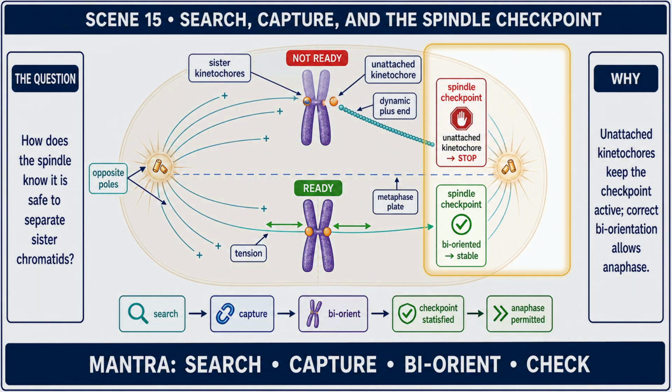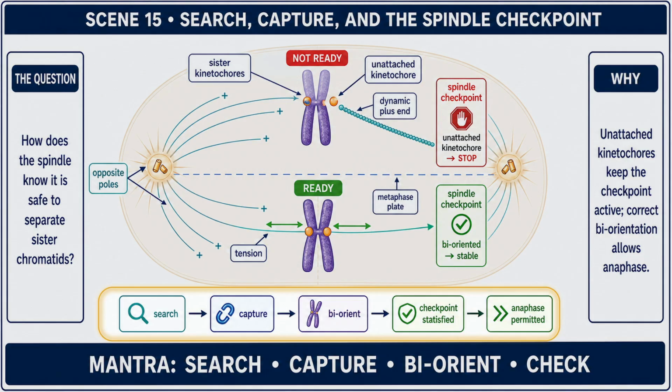The spindle assembly checkpoint is especially important here. An unattached kinetochore produces a wait signal that keeps the checkpoint active. Tension contributes to error correction and attachment stability, but the checkpoint is not simply a tension meter. Only when every kinetochore is attached and the chromosomes are correctly bioriented is the checkpoint satisfied. Then, and only then, is anaphase permitted. One unattached kinetochore can hold the whole cell at the line.